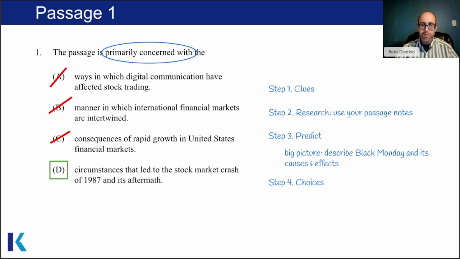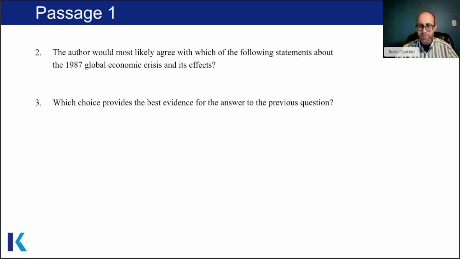Now, question number 2 is part of what we call a command of evidence pair, meaning it is a question that has a command of evidence question coming after it.